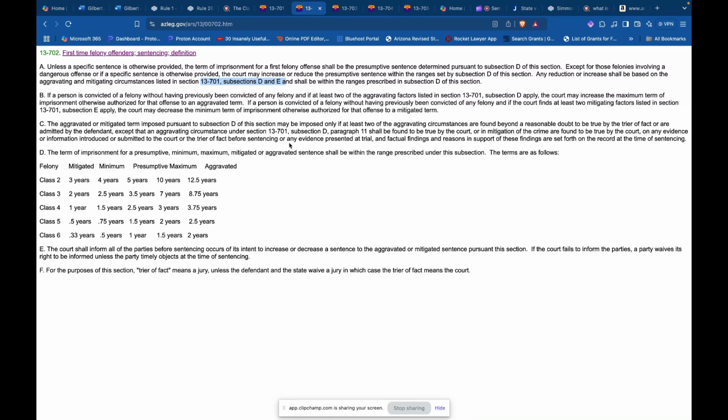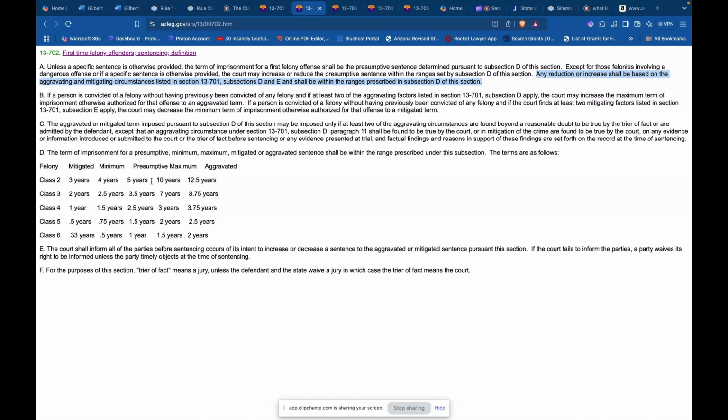What else do I have to say about 701? Okay, yeah. So again, first time felony offenders, this is your sentencing bracket for class 2, class 3 felony, which is the case with this person. Any reduction or increase shall be based on the aggravating or mitigating circumstances. It states right there, any reduction is based on that.